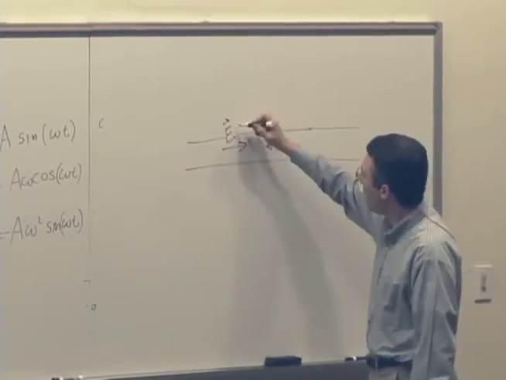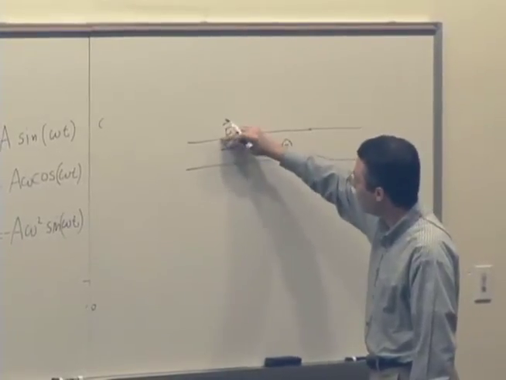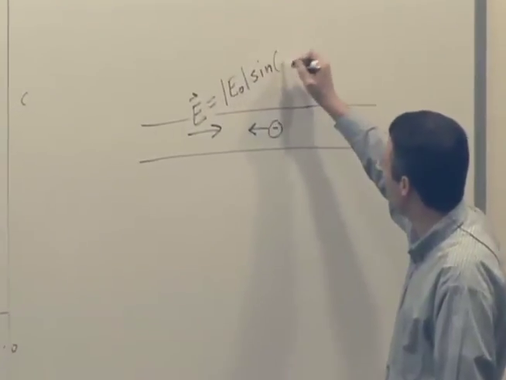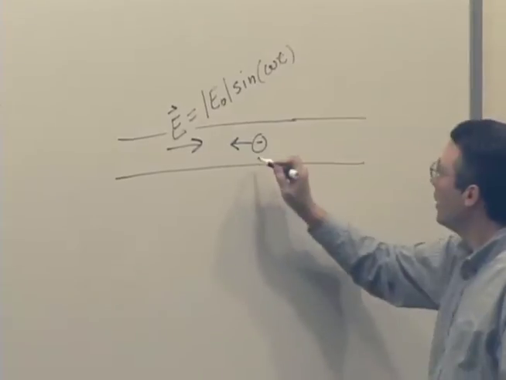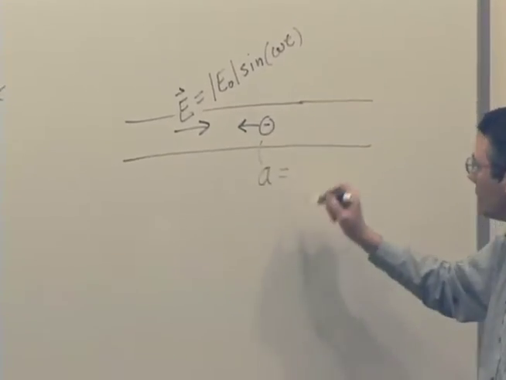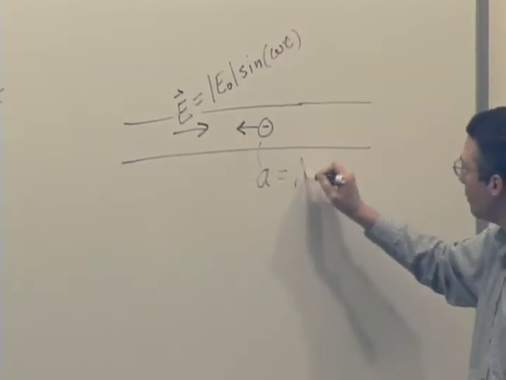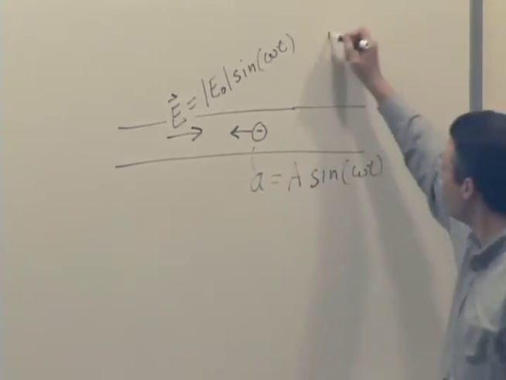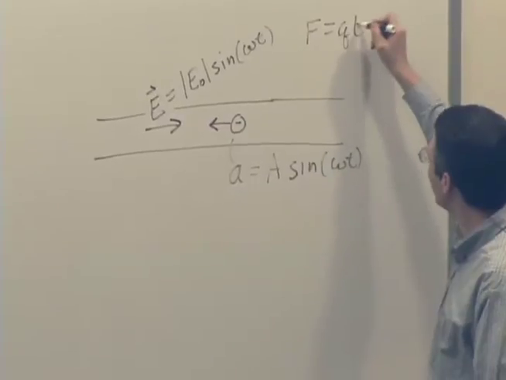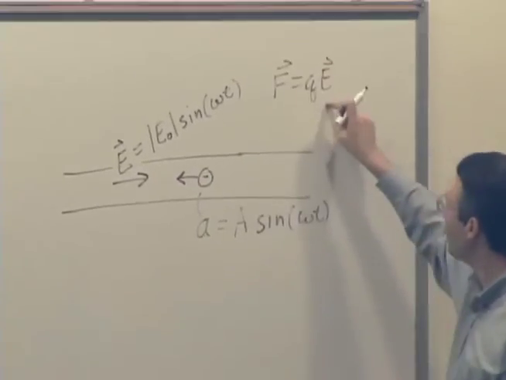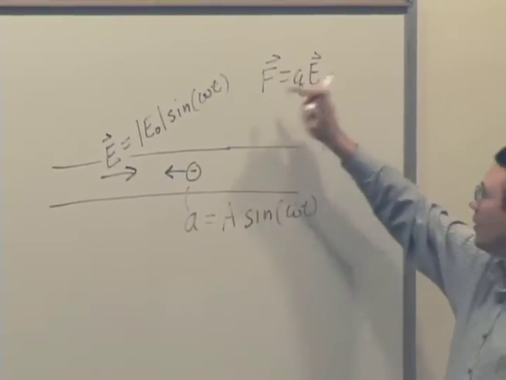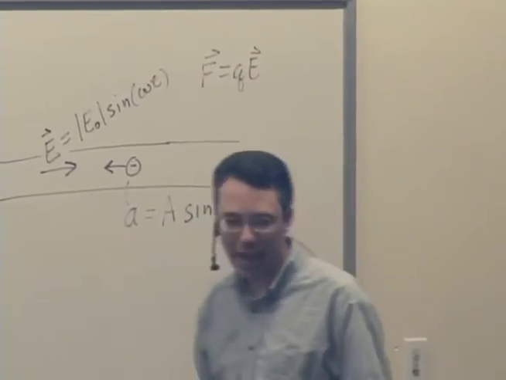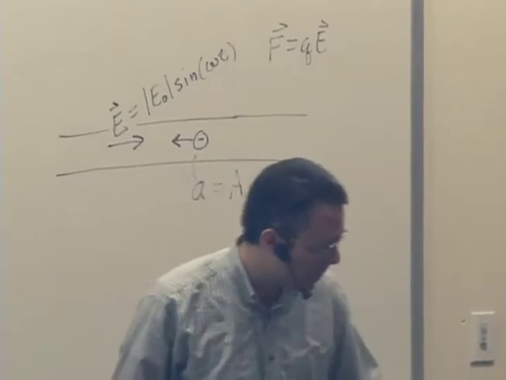But you might have an electric field that is some magnitude times the sine of some function. And so the acceleration of these charges is going to be sinusoidal as well, some amplitude times the sine of omega t, because the force is just Q times E. So if your field is oscillating sinusoidally, the force is going to oscillate sinusoidally, and the acceleration is going to oscillate sinusoidally. We have what's called an alternating current.